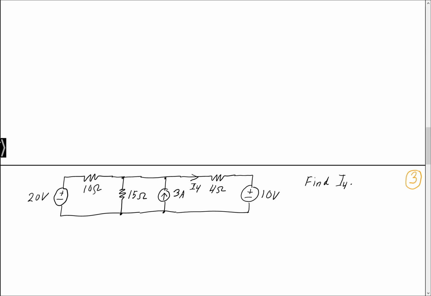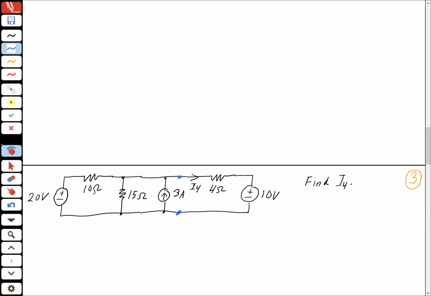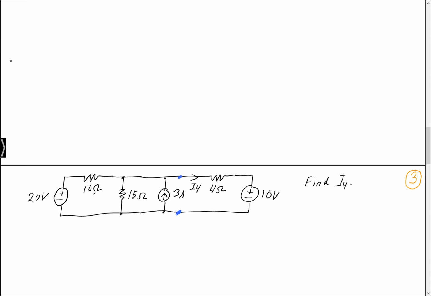Again, what I see is that maybe what I should do is find the equivalent circuit, or a simplified circuit, to the left of those blue dots. If I do that, then I should have a pretty simple circuit to analyze I4 from. So when I start this problem, I'll start on the left and work to the right, unlike the previous two problems.